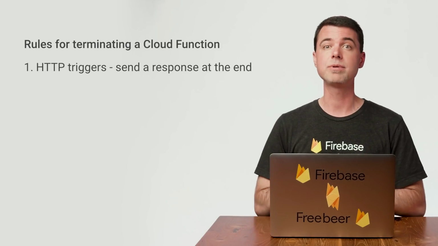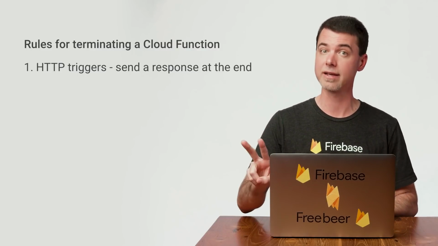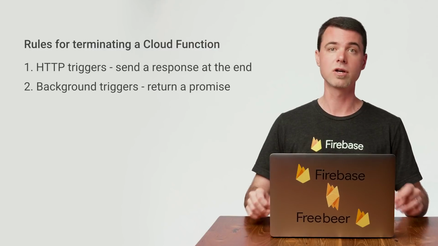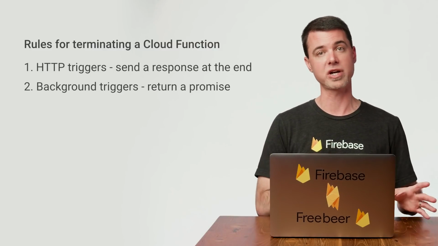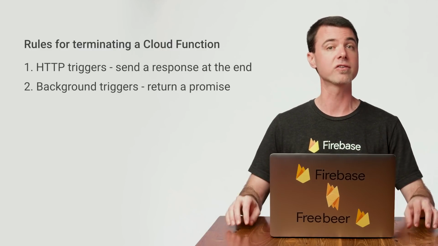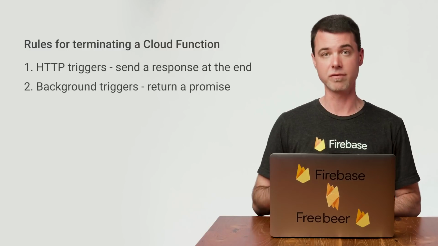First, HTTP triggers must send a response to the client to terminate properly. And second, for all other types of triggers, called background triggers, you must return a promise that becomes fulfilled or rejected when all the pending work in that function is complete. This lets Cloud Functions know when it's safe to clean up the function invocation and move on to the next one. The code I've shown you so far is fairly simple.